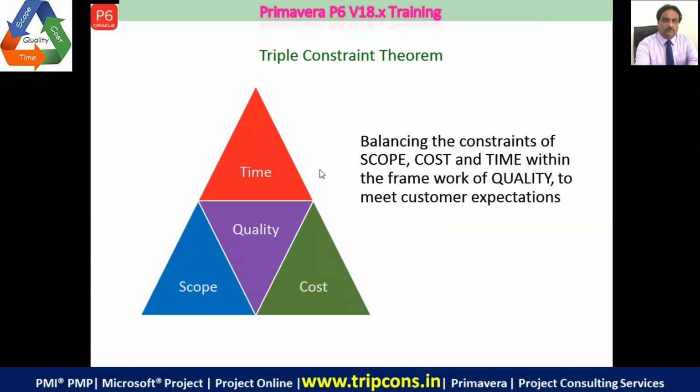So this is how it looks like. So you have to balance the constraints of scope, cost, and time. So guys, do you understand what is the meaning of the word constraint? Okay, so just tell me. So what do you think is a constraint?